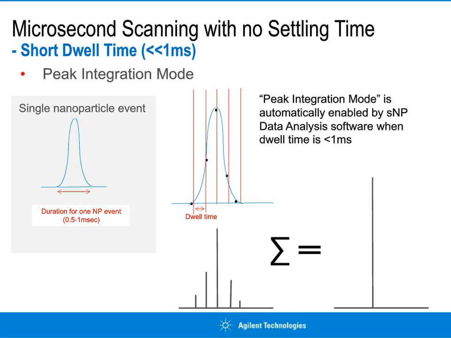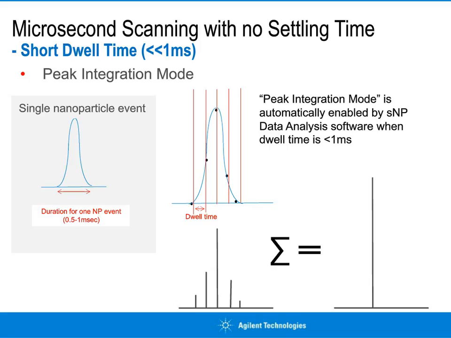This is very much like a chromatographic peak would be integrated. So again, the same single nanoparticle event is shown in gray on the left. As it elutes from the plasma, we can scan multiple times across that peak, and each of those scans generates an intensity in the mass spectrum that I'm showing below. That's proportional to the mass of the fraction of the nanoparticle event that eluted during that dwell time.